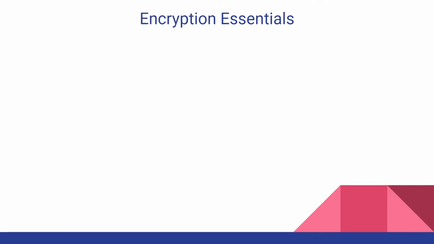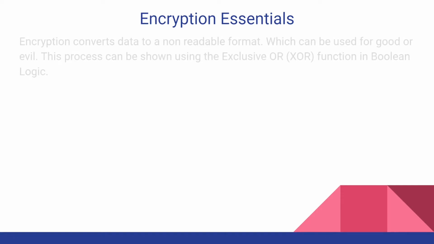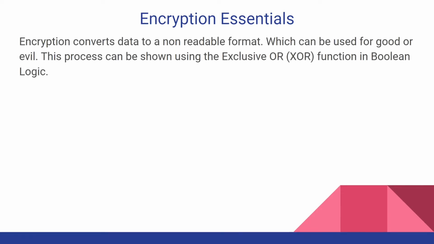And while I may be giving encryption a bad rap here, encryption itself is not a very bad thing to use. Like, I have an encrypted flash drive where I can store any files on it and have it protected as long as I know the password to get into said USB drive. But in this case, encryption is going to be used for evil when we're talking about ransomware, because we're holding your files that are encrypted for ransom. So essentially what encryption will do is that it converts data to a non-readable format, which can be used for good or evil, depending on how you use it.